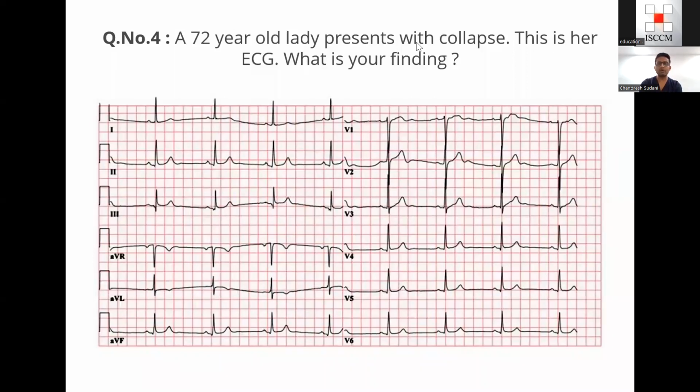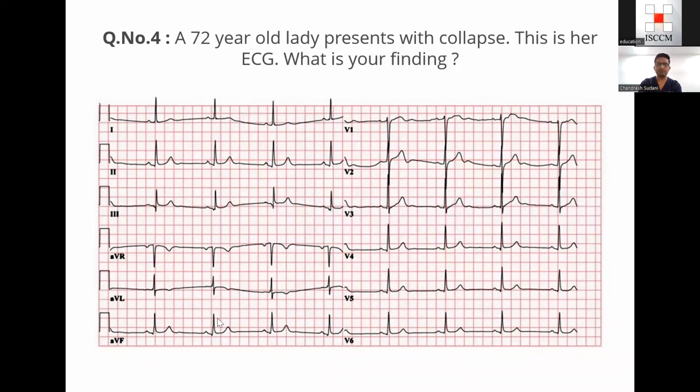A 70-year-old lady presents with a collapse, and this is her ECG. Can anybody tell about the findings? In this ECG, just look carefully at the P, QRS, and T morphology. An elderly lady with a history of collapse. Here the age is a classical thing. Okay, I'll just answer this question.